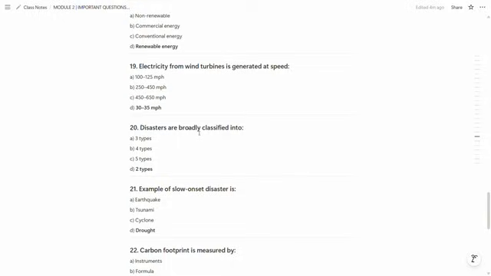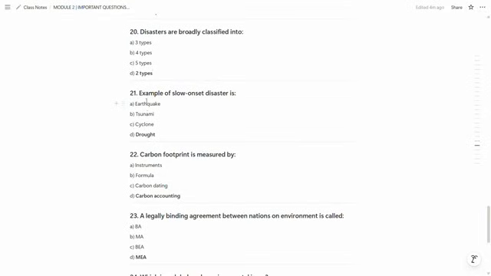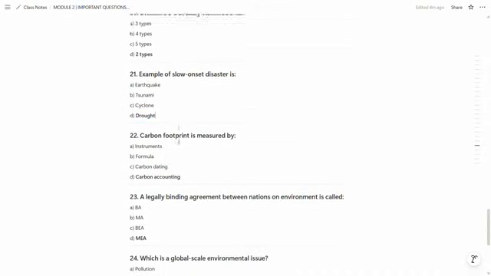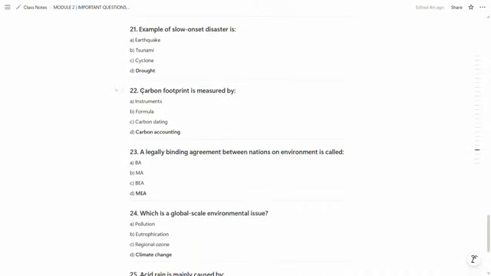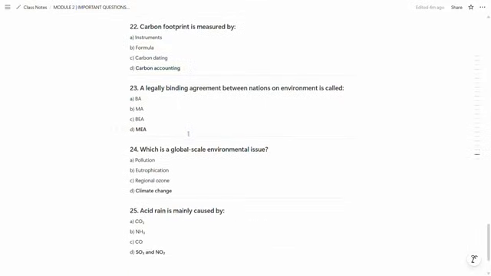Now disasters are broadly classified into two types. So two types is the correct answer. Now an example of slow onset disaster is drought. So D1 is the correct answer. Now carbon footprint is measured by carbon accounting. So D is the correct answer.